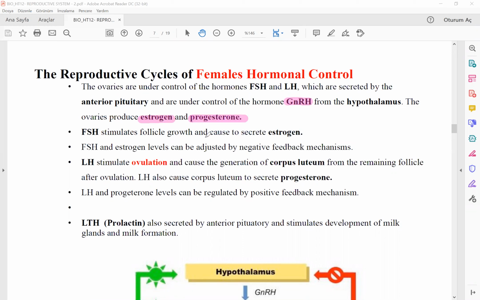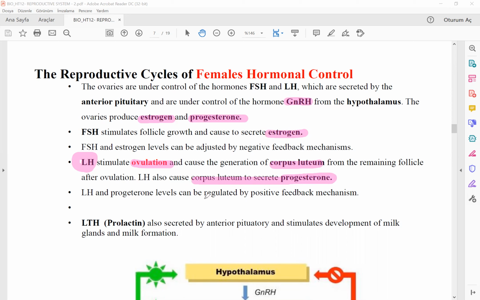FSH stimulates follicular growth and causes the secretion of more estrogen. FSH and estrogen levels can be adjusted by a negative feedback mechanism. LH stimulates ovulation and causes the generation of corpus luteum from the remaining follicular tissue. LH also causes the corpus luteum to secrete more progesterone, and this progesterone hormone is important for the thickness of the endometrium and continuity of pregnancy actually.